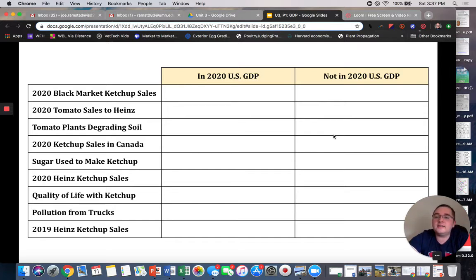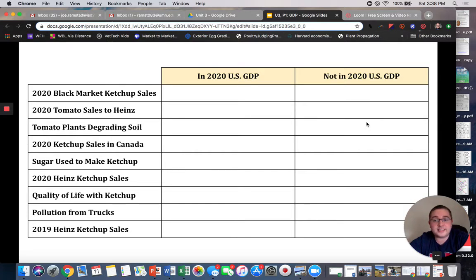Black market ketchup sales in 2020. Again, black market is not accounted for in GDP, so that would give us an X over here. Tomato sales to Heinz. Okay, remember, tomatoes are an intermediate good. Ketchup is our final good. So because it's an intermediate good, it would not be included in the GDP. Tomato plants degrading the soil, we can't really put a monetary value on that. That's one of those negative externalities or side effects. That's not in the US GDP.